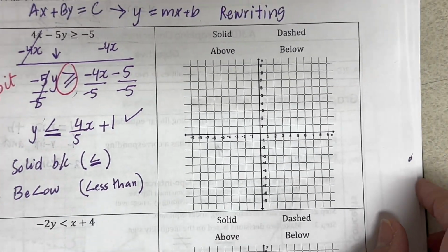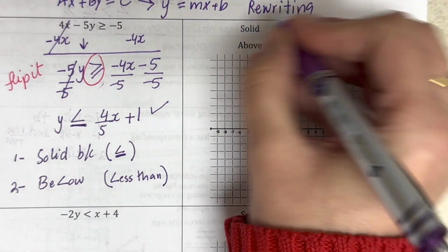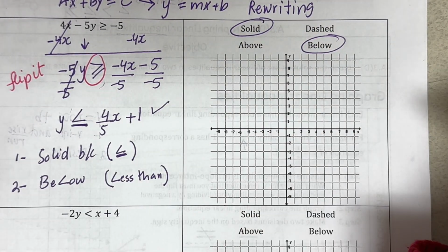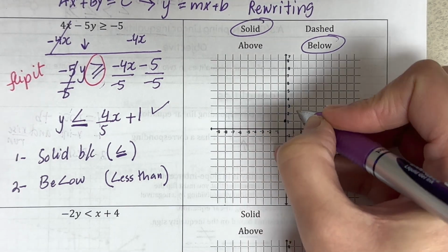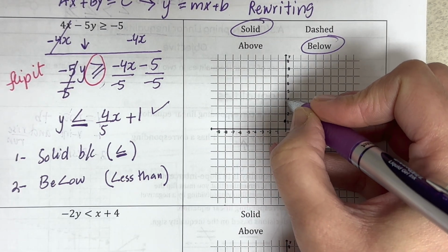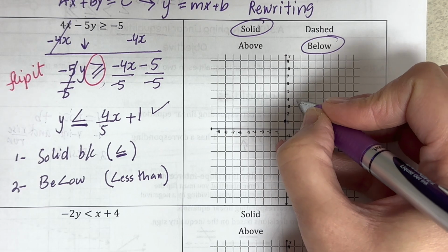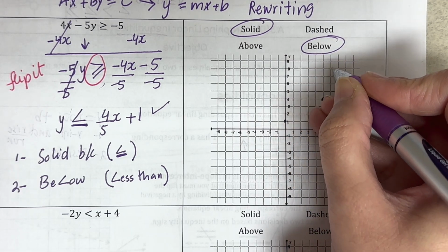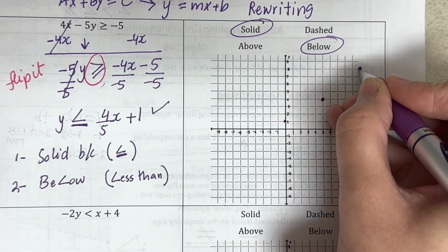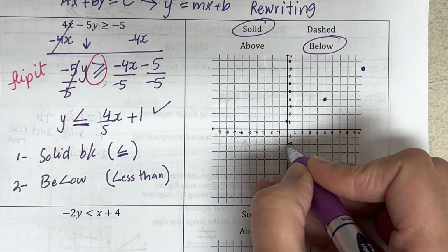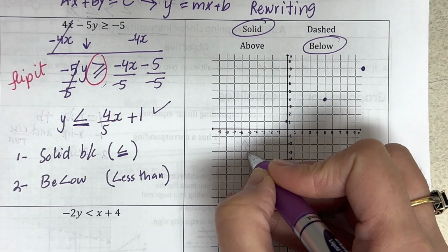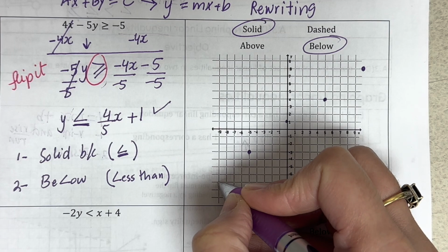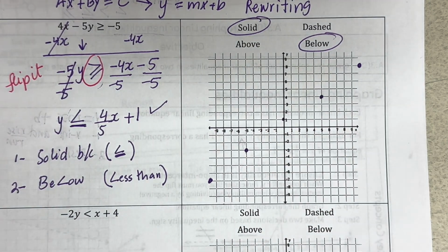So I will draw that line over here. And I'm going to circle the words that go with them, solid and below. The line starts at +1 and it is 4 up and 5 over. So you can use the calculator or you can do it by yourself. Okay, I have the line.